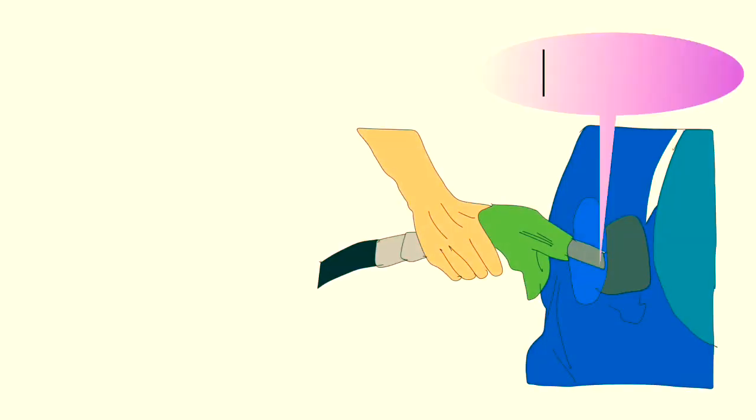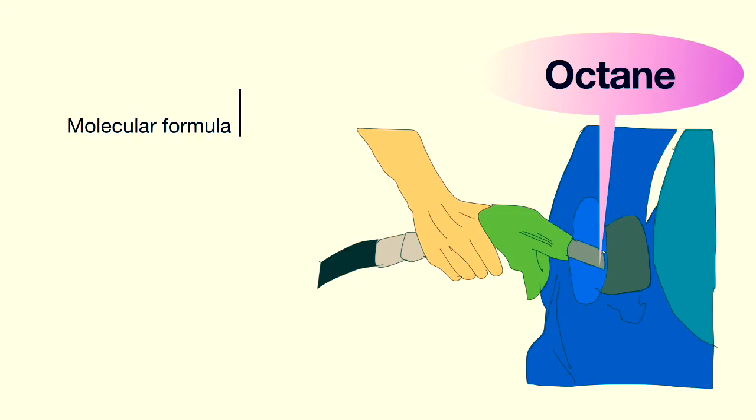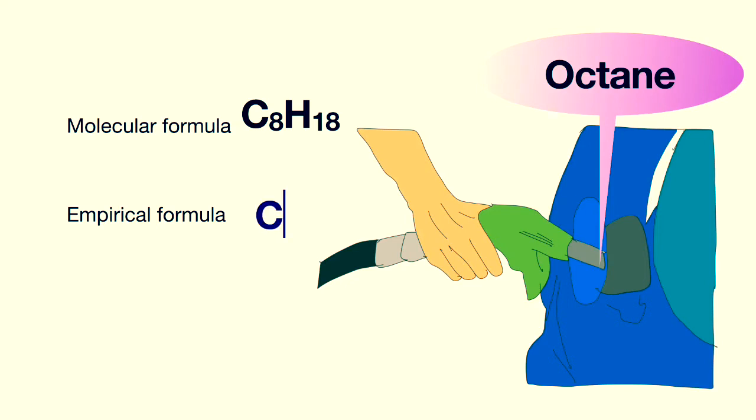Let's look at this picture. Normally, we use octane as a fuel in our car. What is the molecular formula for octane? The molecular formula is C8H18 and the empirical formula is C4H9. What is the difference between these two formulas? Can you define the empirical formula and molecular formula based on this structure?